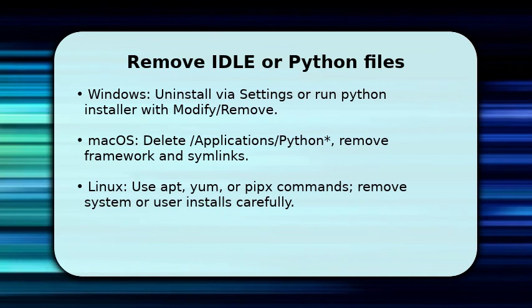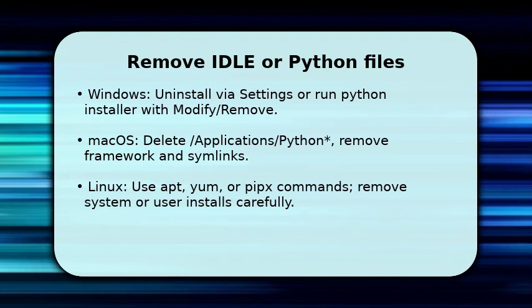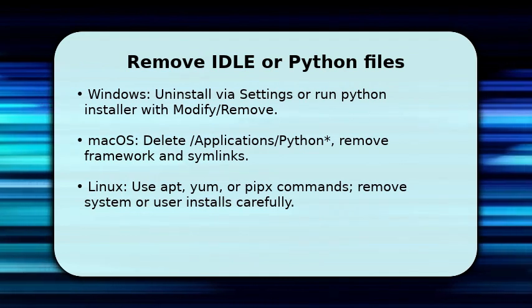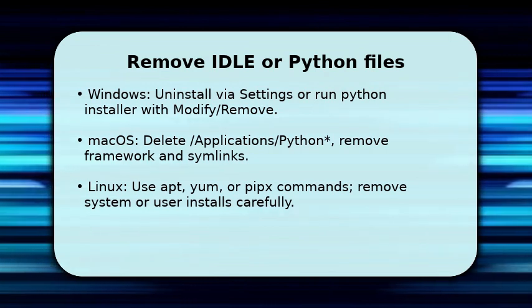On Mac OS, drag the Python app and associated frameworks to trash, then remove /usr/local/bin symlinks if present. On Linux, use sudo apt remove python3 idle or the equivalent package name, or pip uninstall for user-level installs. Make sure to preserve other Python environments like virtualenvs if you need them.